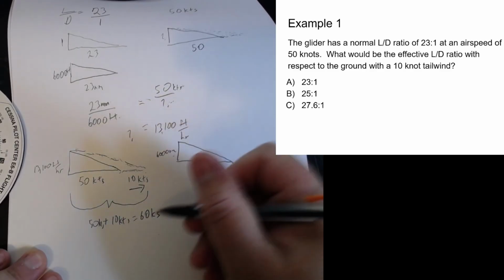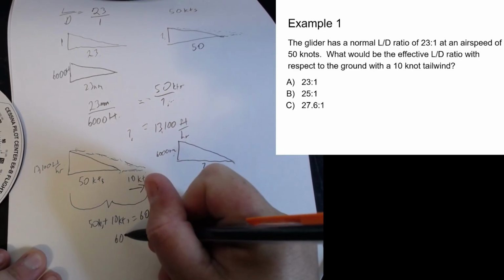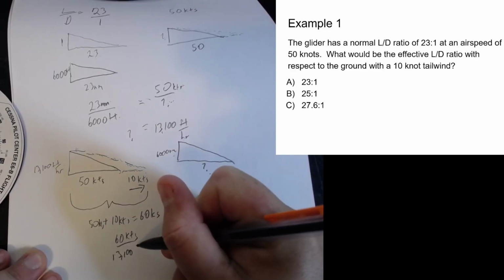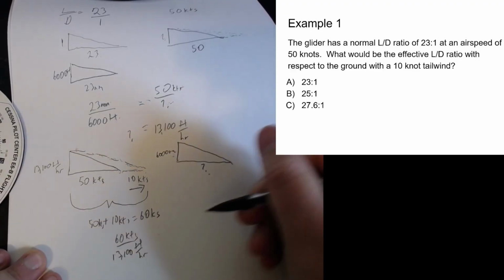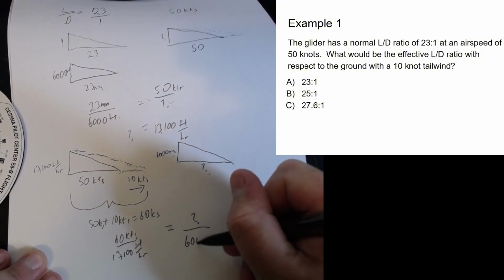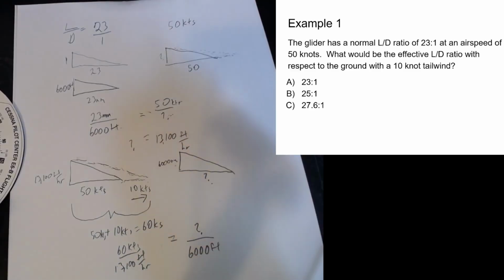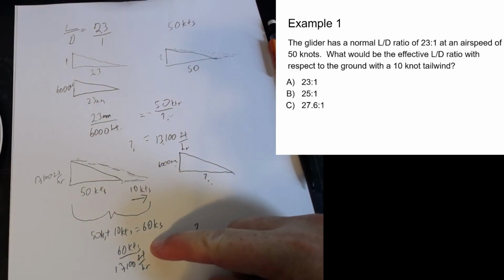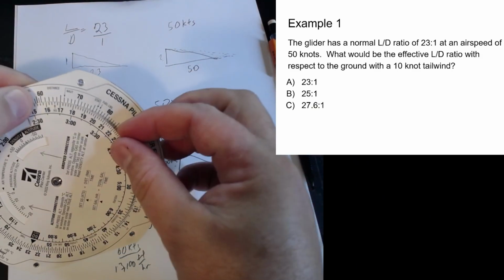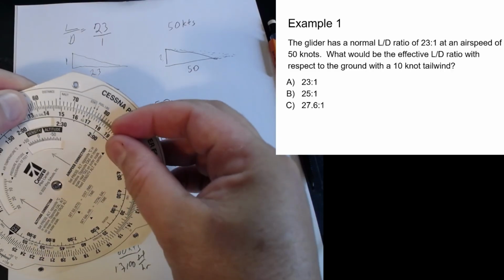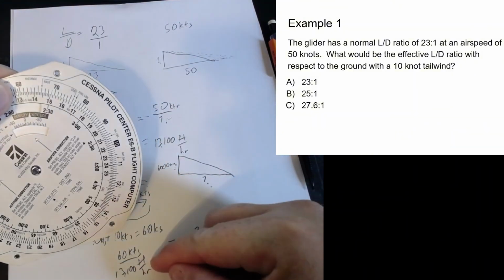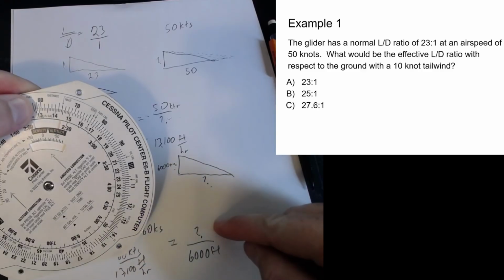Okay, when we have the tailwind, so L, 60 knots over 13,100 feet per hour equals some question mark over 6,000 feet. So we have 60 over 13,100. Okay, 60 over 13,100. And we have a question mark over 6,000.